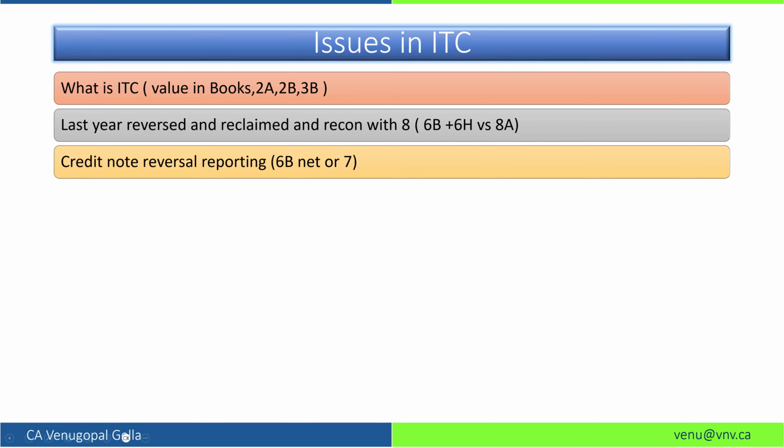Correct. Srinivasan sir is saying 7, but I would also go with Pawan's view that it has to be a net reporting in 6B. You shouldn't be reporting under 7. If you report it under 7, another problem is that your 8A is showing 80 because it is coming from 2B. 2B is giving you a net reporting.